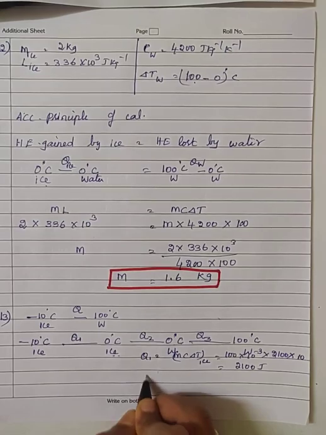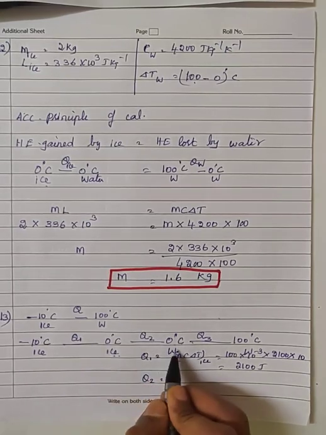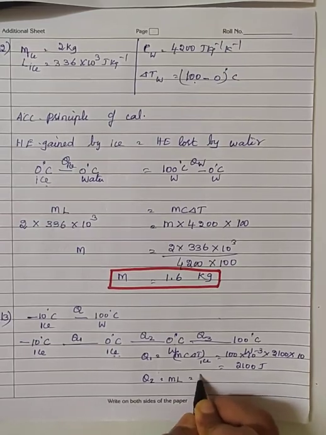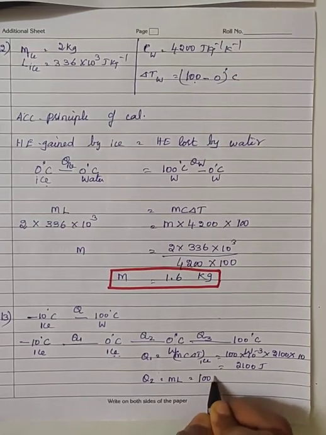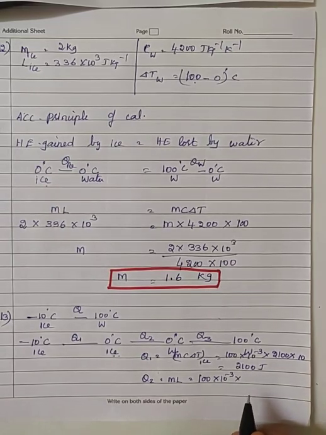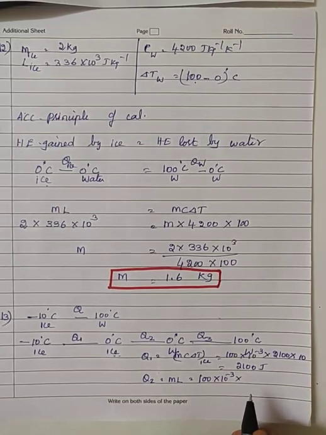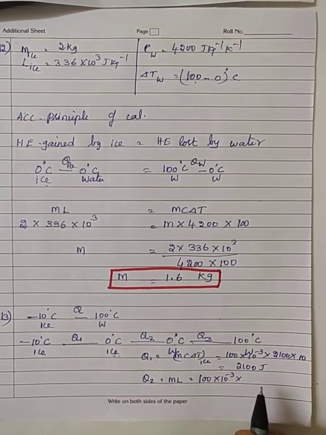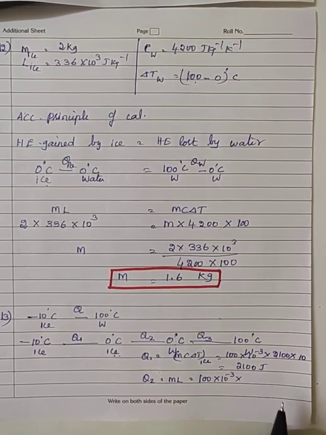Next one, Q2. So Q2 is equal to, here there is a change of phase, so it is m into L. So mass of ice is given as 100 grams, so 100 into 10 power minus 3. Latent heat of fusion of ice is given in this question as 336 joule per gram. Here the SI unit of latent heat is joule per kilogram. So to convert per gram into per kilogram, we have to multiply by 1000.